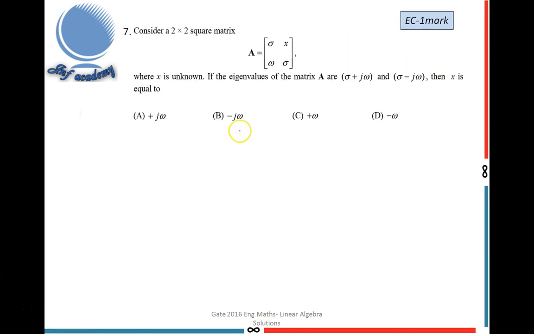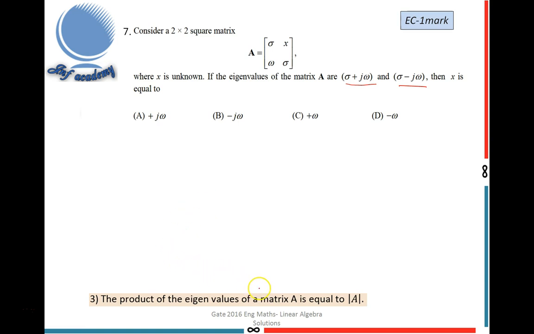Next, seventh problem. Consider a 2 by 2 matrix. One 2 by 2 matrix is given where x is the only unknown. If the eigenvalues of the matrix A are sigma plus jw and sigma minus jw, then x is equal to what? Here I use one property. This question is from the EC department and it has 1 mark.